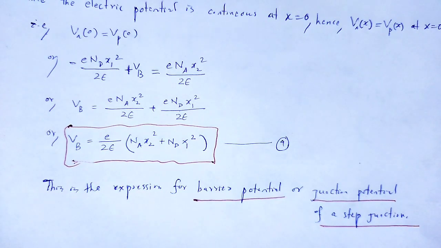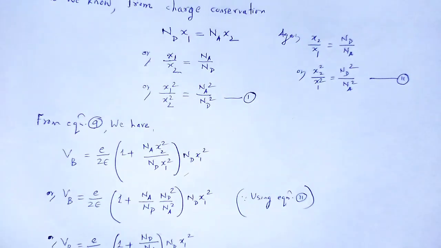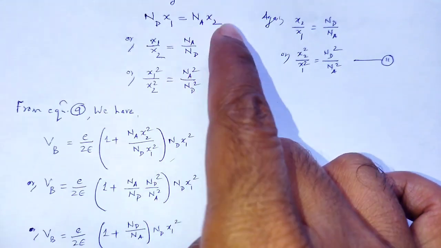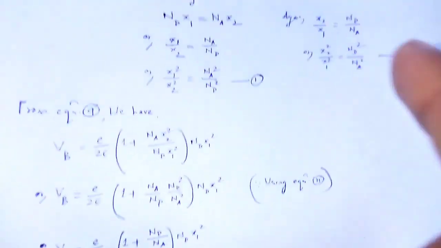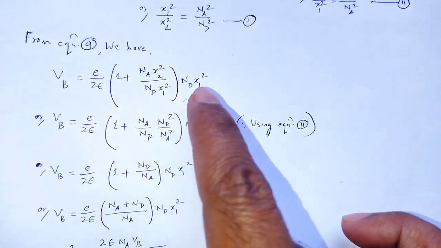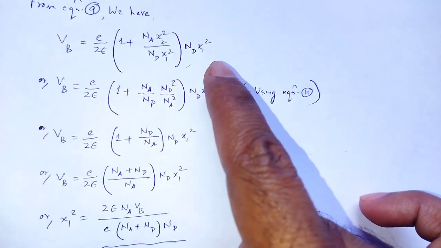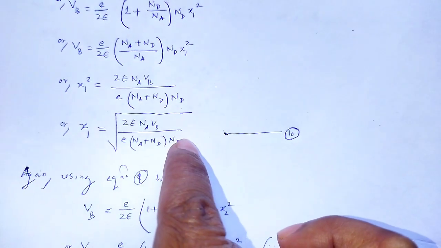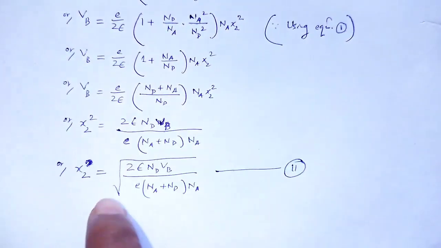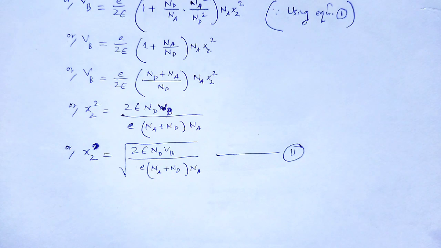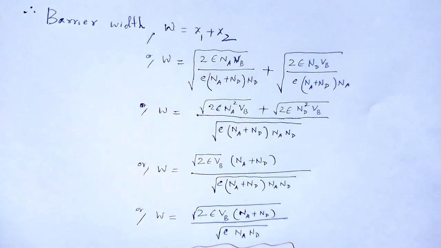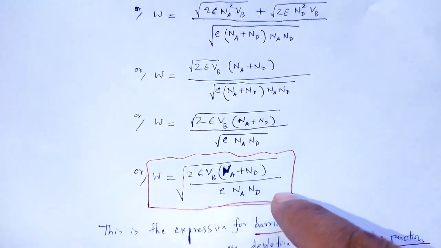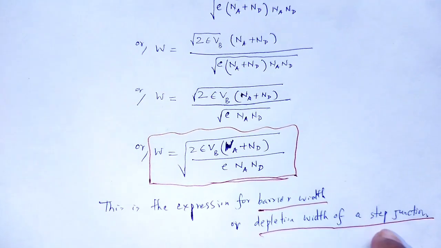Next, barrier width is calculated by using the concept of charge conservation. So, charge conservation concept used, we obtain two types of equation, and that expression for barrier potential can be changed by using that equation number 2, and we obtain the value of x1. Similarly, the value of x2 is evaluated, and finally, putting the value of x1 and x2, the barrier width is calculated. That will be the mathematical expression for barrier width or depletion width of step junction.